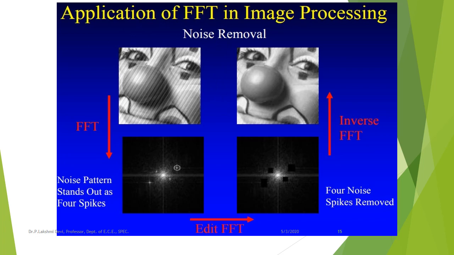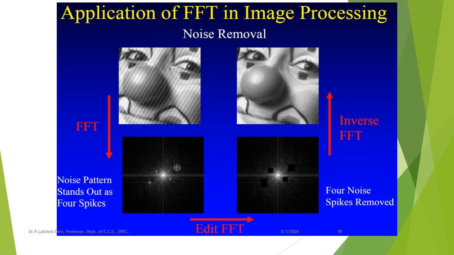Then if you want to go for image transforms and its applications, here I have given one example. If you apply the fast Fourier transform on a noisy image, this one is the noisy input image, and after applying the fast Fourier transform, the noise pattern stands out as 4 spikes in this transformed output. These dots indicate the 4 spikes of the noise. Then by using this Fourier transformed output, we can apply the editing process. Through that editing process, we can remove these spikes of noise.